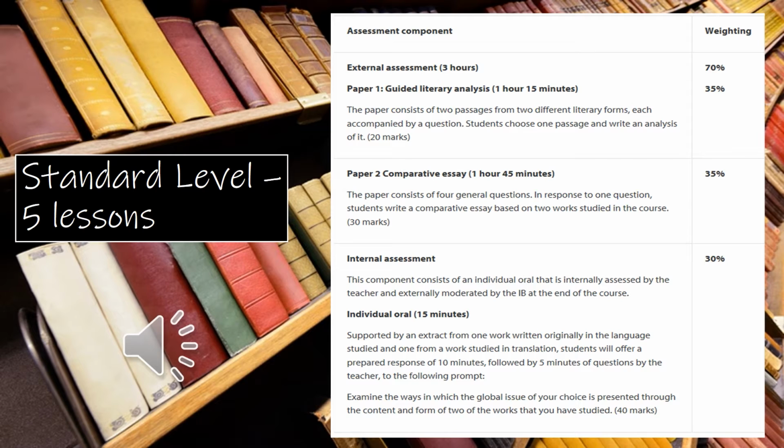The students also complete an internal assessment, which is an individual oral. This is a 15-minute speech, and students have to talk about 2 different texts, one that's written in English language and the other one that's been studied from a text in translation. The speech will be 10 minutes and then 5 minutes will be questions from the teacher. It's really important that the students focus their talk around the global issues, which is integral to the success of this piece of work.